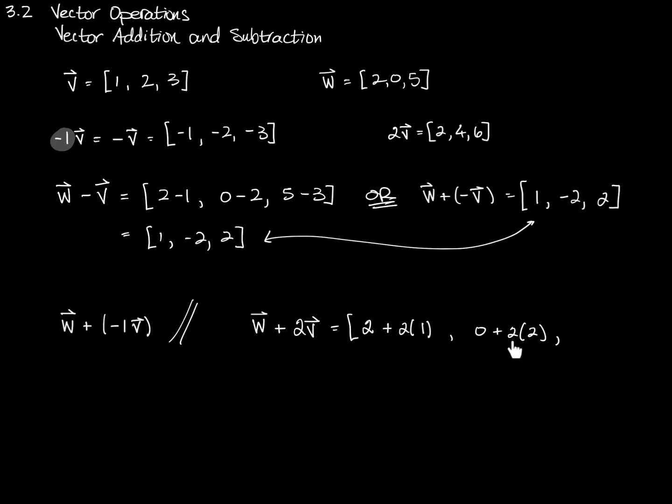The second component of v is 2. The second component of 2v is 2 times 2, or 4, right? So I could take it directly from there. The last one, the third component of w is 5, and I'm going to add 2 times the third component of v. And that ultimately gets me 2 plus 2, 0 plus 4, and 5 plus 6.